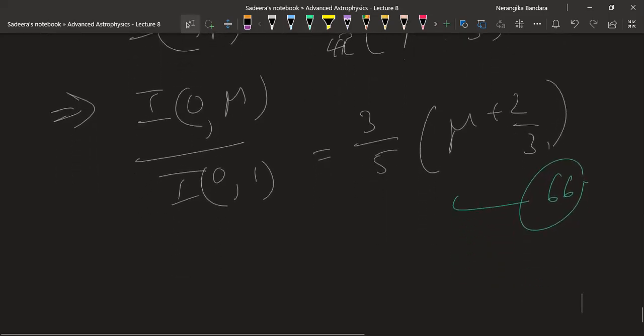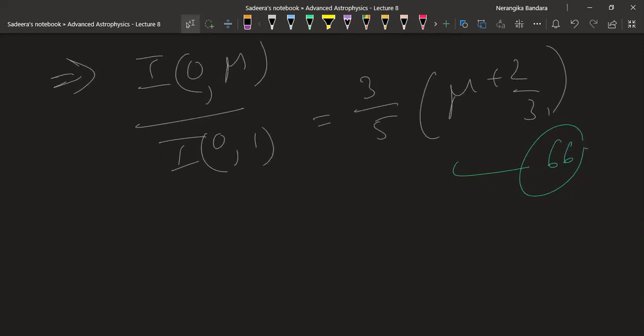Now, remember, we were working out these equations at the top of the atmosphere, and we're just considering the radiation that is coming out of the surface. So this is what it looks like if this is your atmosphere. Let's say this is your atmosphere, like a semicircle.